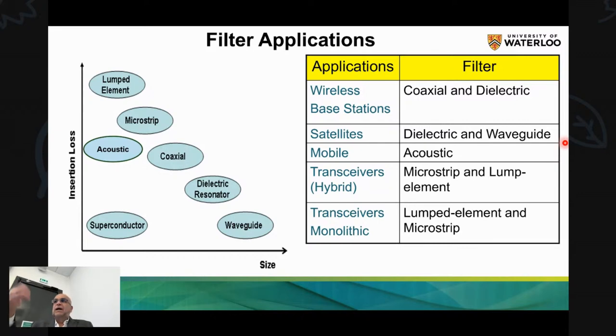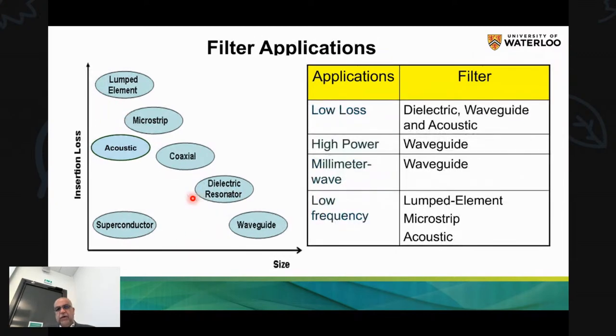Transceivers: if you make Wi-Fi terminals or any transceiver for wide applications, you use microstrip or lumped elements. Monolithic: if you have an RFIC chip, you need a filter there, and you have nothing to do but use lumped elements to realize that filter function. So this shows you the filter applications for all these resonators, based on the size and mass.